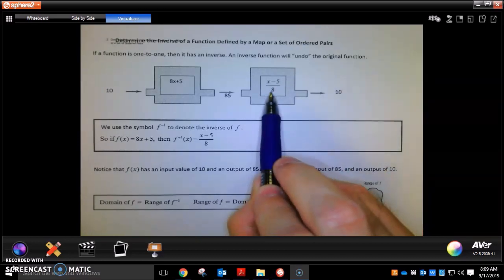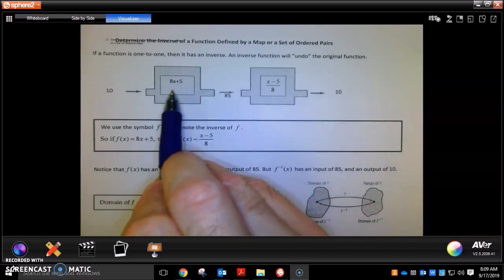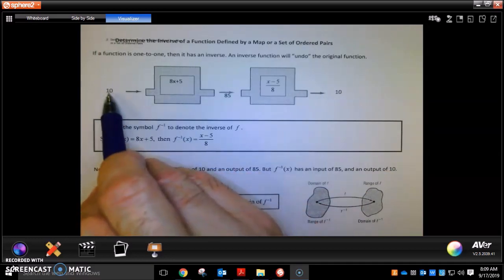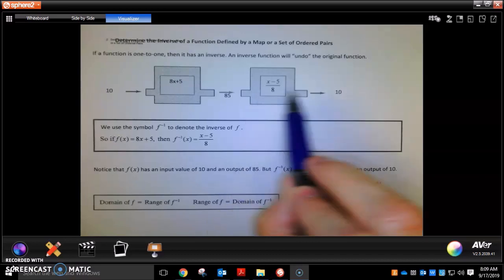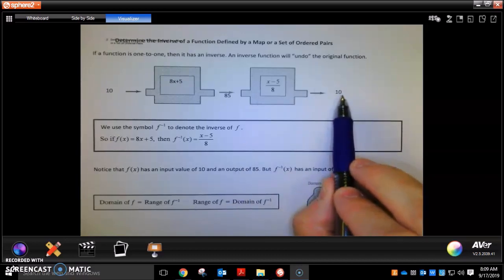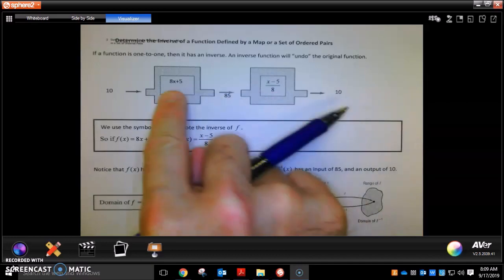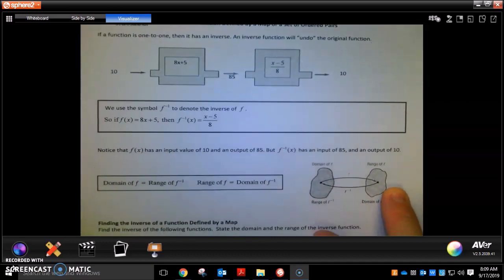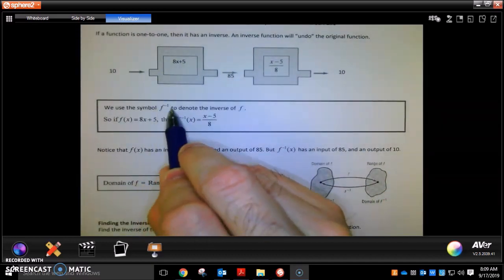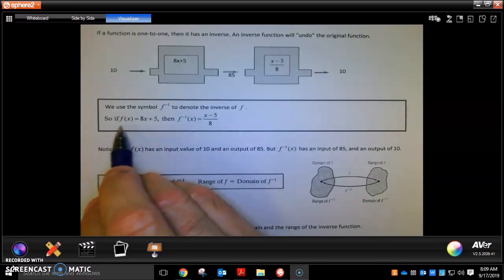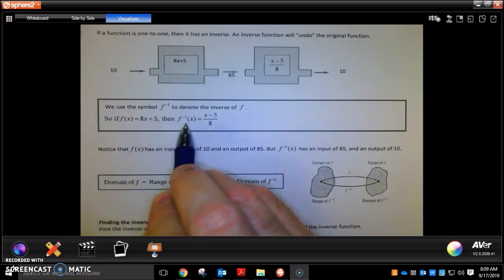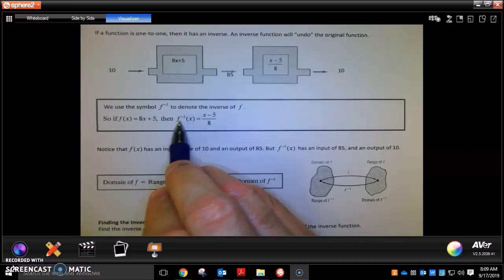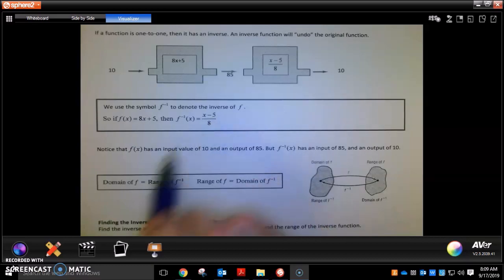So this function undoes what this function does. For this function, you put in 10, you get 85 as an answer. For this function, you put in 85, and you get back the 10 that you originally had. So this function is an inverse of this function. We have a symbol for that. This is the symbol for an inverse. So if f of x is this function, 8x plus 5, then the inverse of f of x would be x minus 5 divided by 8. Okay, so that's an inverse symbol.